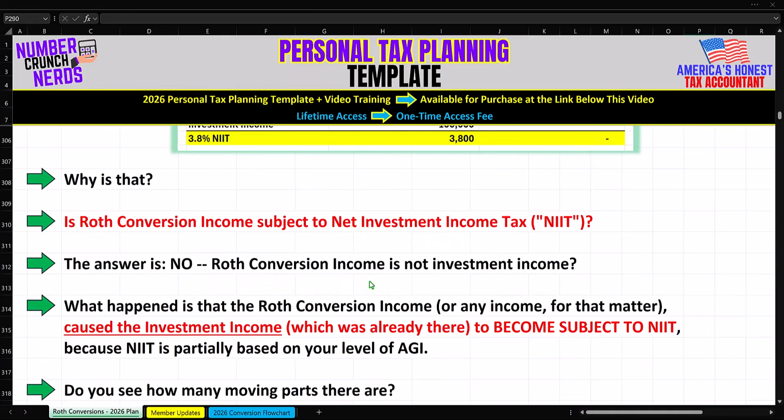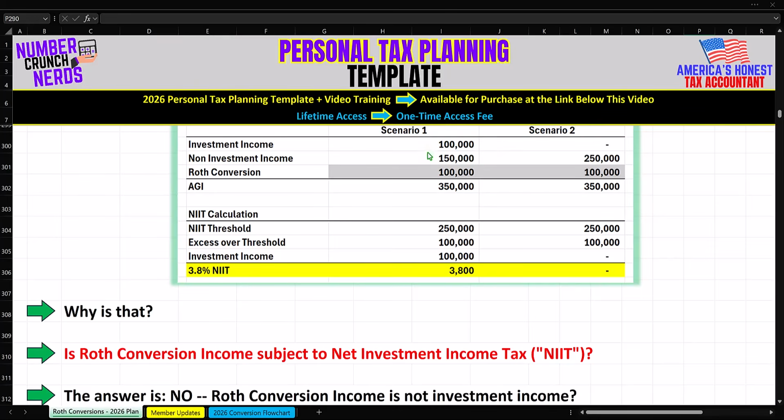Roth conversion income is not considered investment income for income tax purposes. So what happened is that the Roth conversion income, or any income really for that matter, caused the investment income, which was already there, to become subject to the net investment income tax. Because as I mentioned a moment ago, the net investment income tax is partially based on your level of AGI. In the first round that we went through, this $100,000 of investment income was here, but AGI was only $250,000, and therefore net investment income tax was not applicable.